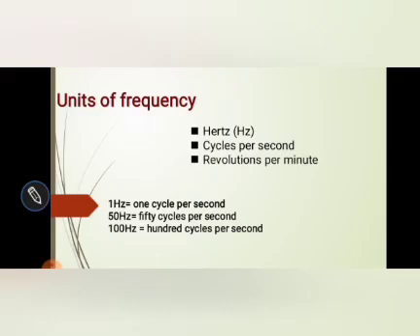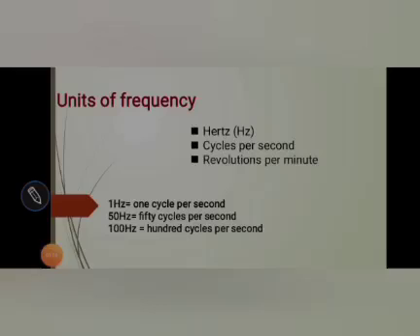Now, we will discuss what is meant by hertz. If we are saying that the frequency of a body is 1 hertz, what does it mean? It means that a body is completing one cycle or one vibration in 1 second. If the frequency of a body is 50 Hz, then it means that the body is completing 50 cycles in 1 second. Similarly, if a body has 100 Hz frequency, it means that the body is completing 100 vibrations in 1 second.